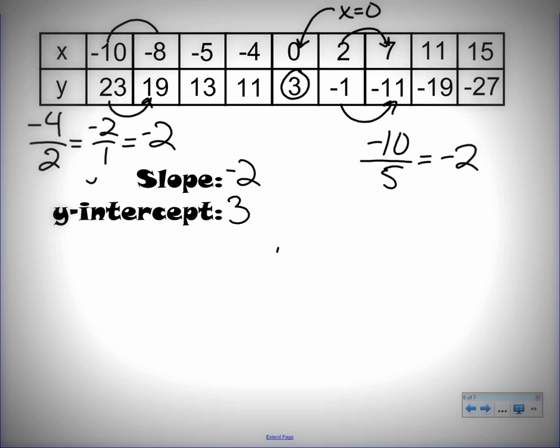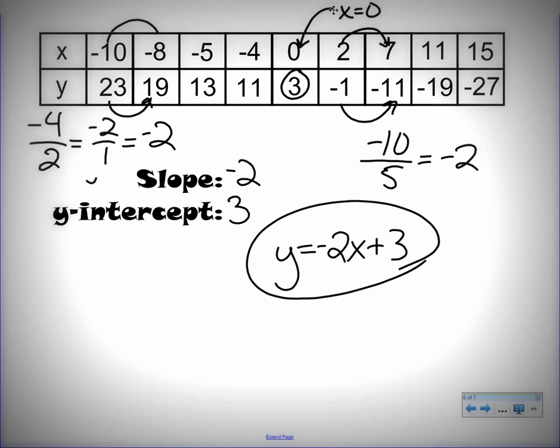Okay, so to build my equation, guaranteed to have the y equals and the x. What's my y-intercept? +3. What's my slope? -2. Final equation, y equals -2x plus 3.